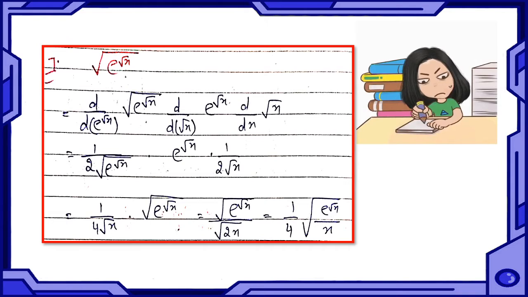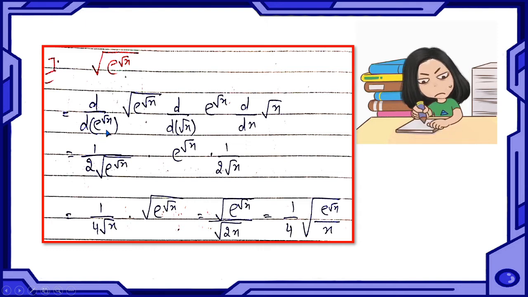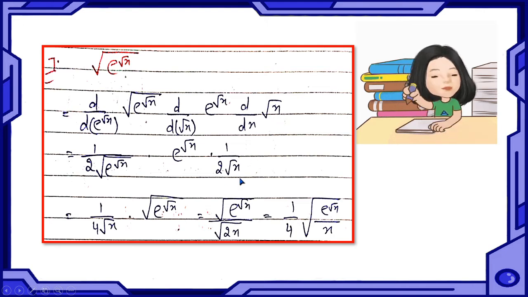Then question number 7, under root e power root x. Here first of all again chain rule: derivative of this complete thing with respect to e power root x, then derivative of this thing with respect to root x, then derivative of root x with respect to x. So for root x, the derivative is 1 upon 2 root x. Then e power x is e power x. Then again root x is 1 upon 2 root x. Simplify and get the answer.